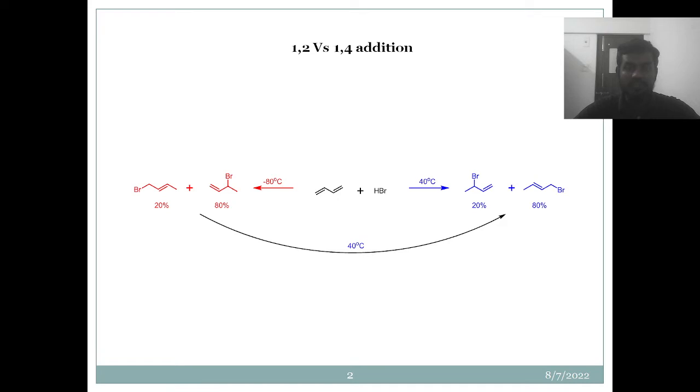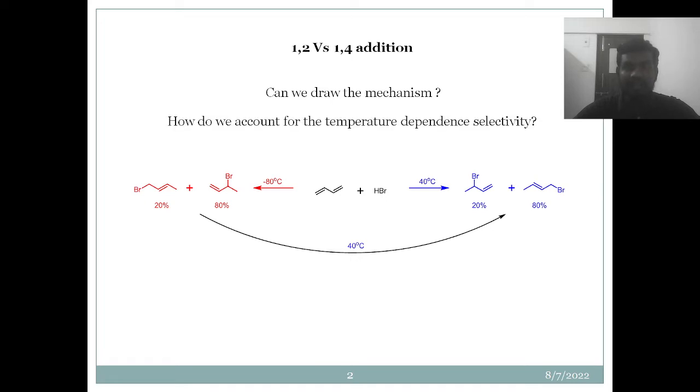Now I have a couple of questions which we will try to address. Can we draw the mechanism? Yes, we can. How do we account for the temperature-dependent selectivity? When we have different temperatures, we get different product ratios. And a third question: can we guess the reaction profile diagram? We will show this temperature-dependent observation in a reaction profile diagram. Let's do it.